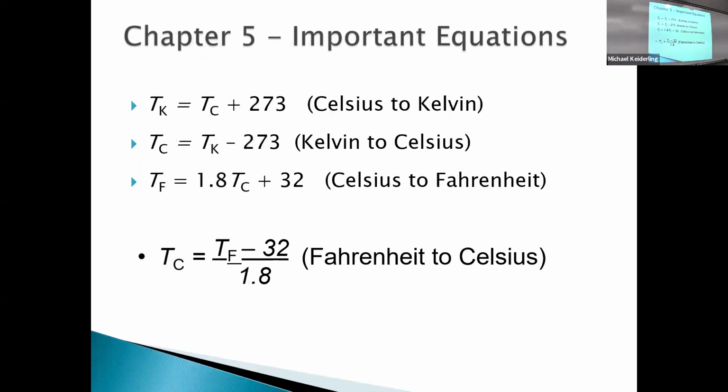So the important equations from chapter 5: temperature in Kelvin is temperature in Celsius plus 273. Temperature in Celsius is temperature in Kelvin minus 273. Temperature in Fahrenheit is 1.8 times temperature in Celsius plus 32. Temperature in Celsius is temperature in Fahrenheit minus 32, divided by 1.8.